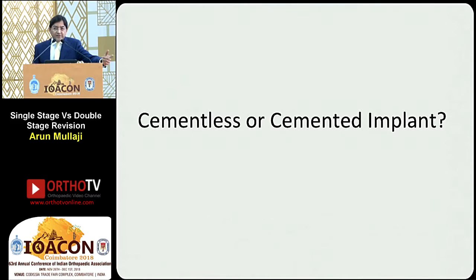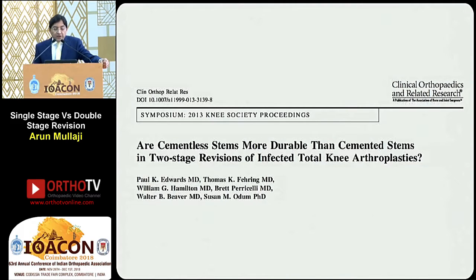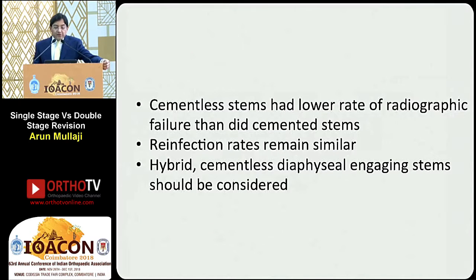Now, at the second stage, should you use a cementless or cemented implant? So again, this has been looked at, which is better to use. Cementless stems had a lower rate of loosening than cemented stems. The reinfection rates were similar. So the recommendation was use hybrid cementless diaphyseal engaging stems.